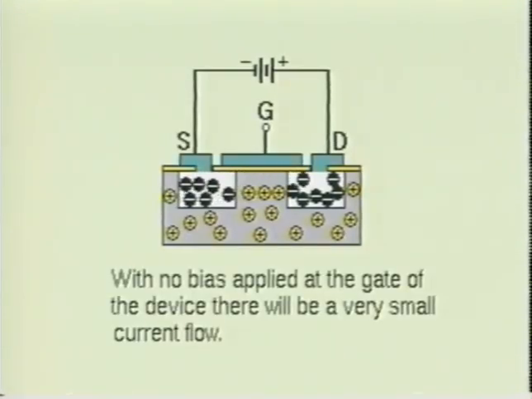If the drain is made positive with respect to the source and no bias is applied to the gate, there will be very little current flowing between these 2 points. This will be due to the fact that the MOSFET will be in a forward and reverse bias condition. Therefore, the only current flow will be from minority charge carriers.